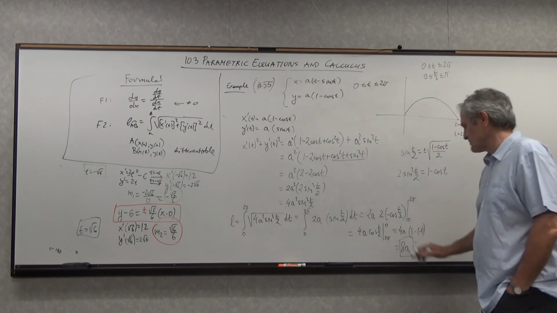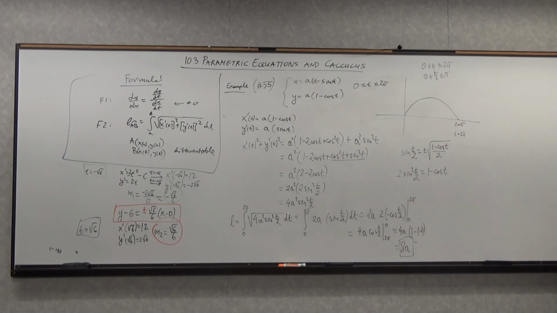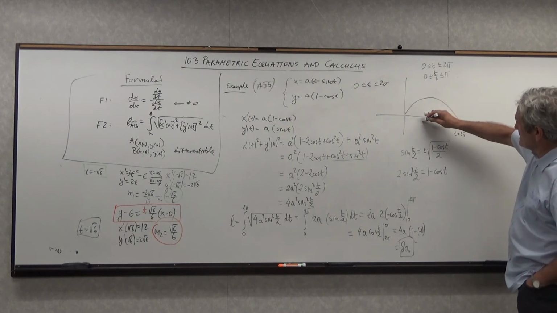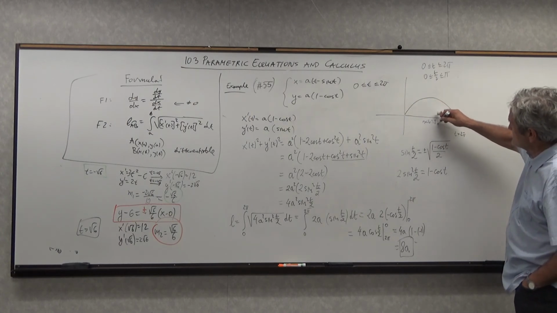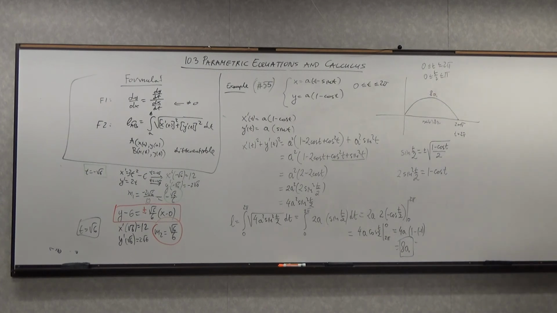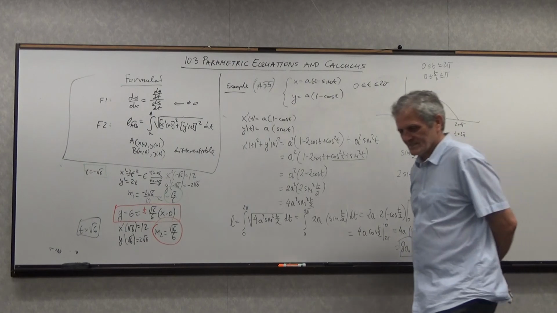And that's the famous formula for the length of the cycloid. The result makes sense. Why? Because look, this is 2a pi, so this is like 6.28a, and this one is 8a, so it's longer than the straight line. So the result kind of makes sense.